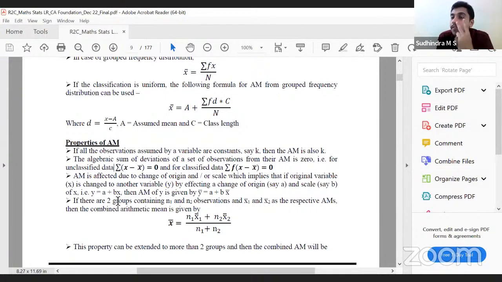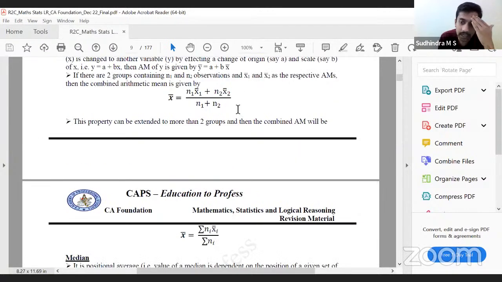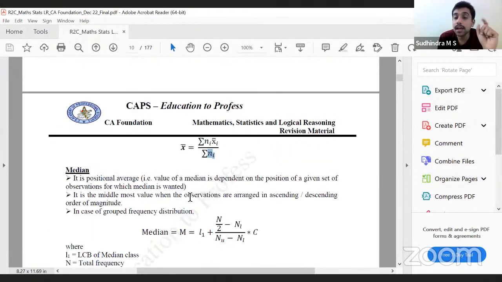Last one, combined arithmetic mean. If we have two groups of observations with n1 and x1 bar, n2 and x2 bar, how do we calculate combined arithmetic mean? n1 x1 bar plus n2 x2 bar divided by n1 plus n2. If we have more than 2 groups, we have to just add up, right? In the numerator as well as denominator. So as a common formula, we can have summation ni xi bar divided by summation ni, where i represents 0 to n, depending upon the number of observations that we have. This is arithmetic mean.